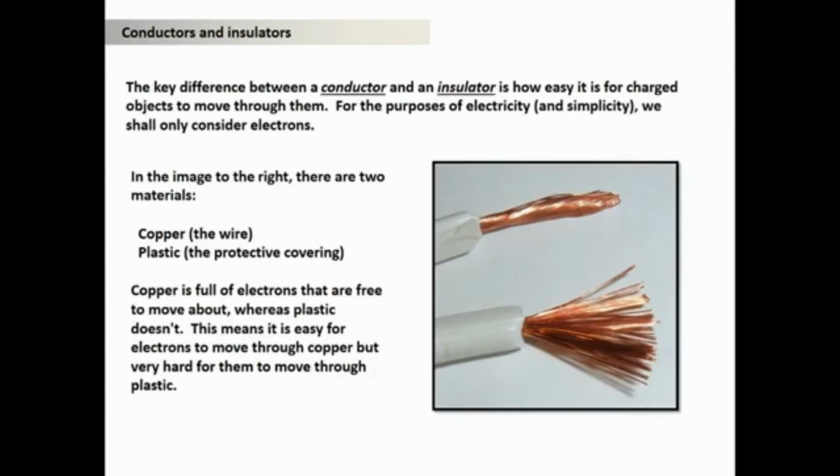Conductors and insulators. The key difference between a conductor and an insulator is how easy it is for charged objects to move through them. For the purposes of electricity and simplicity, we shall only consider electrons. In the image to the right, there are two materials: copper, the wire, and plastic, the protective covering. Copper is full of electrons that are free to move about, whereas plastic isn't. This means it is easy for electrons to move through copper, but very hard for them to move through plastic.